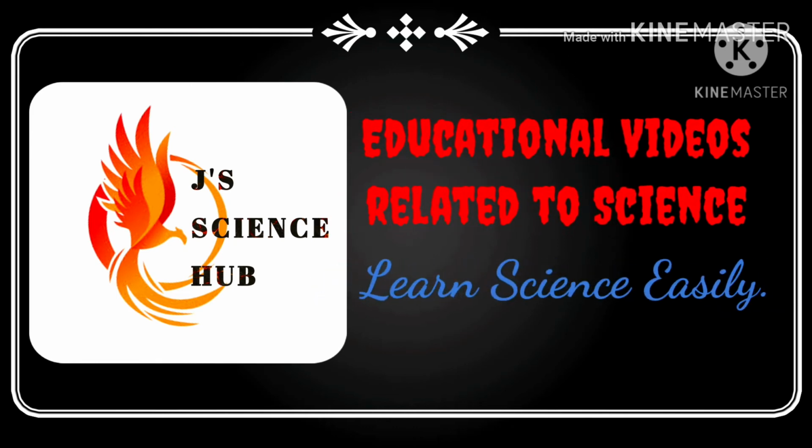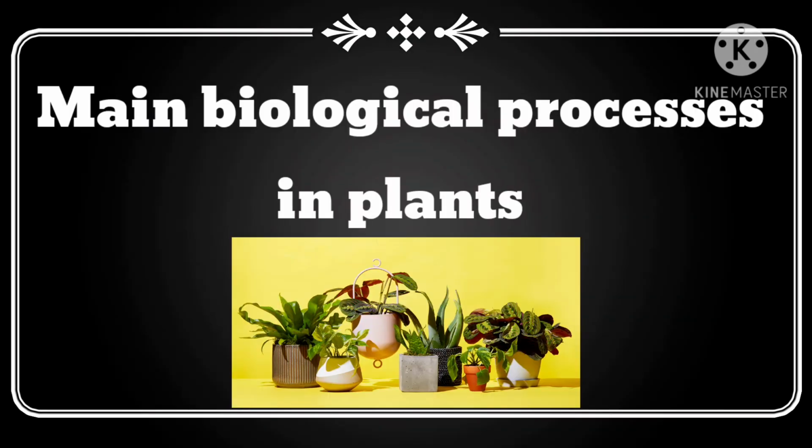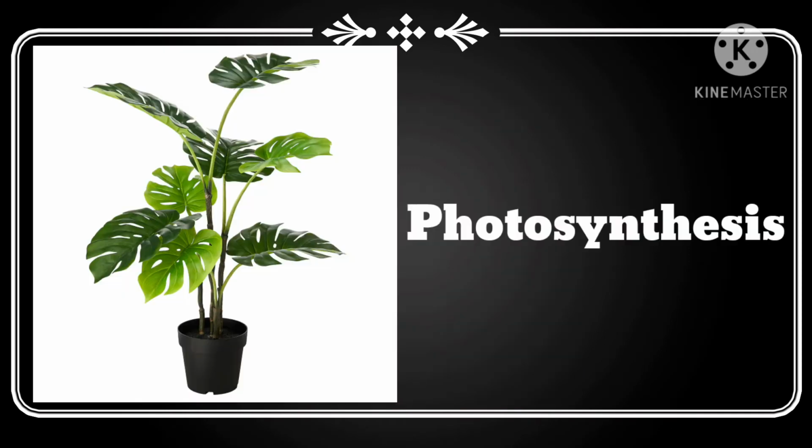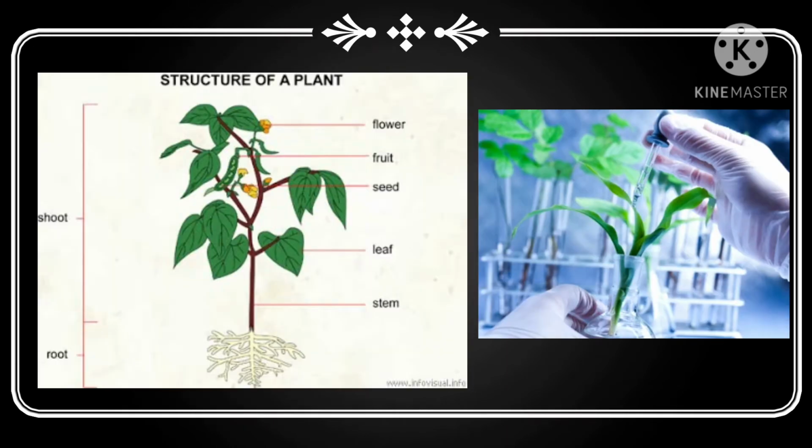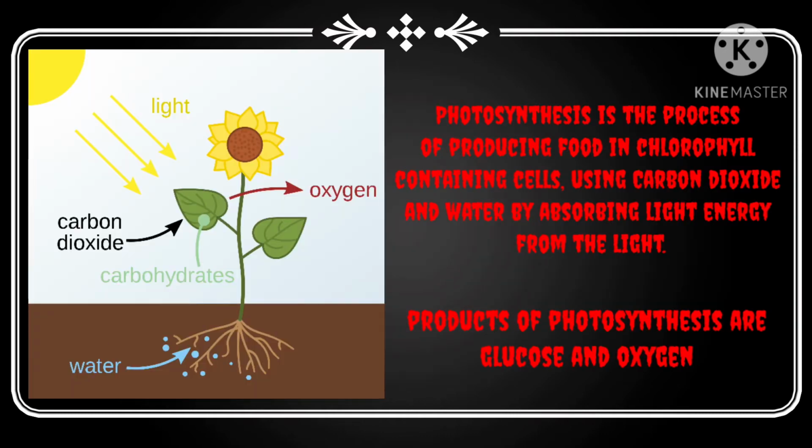Today we are going to study the main biological processes in plants. Plants carry out a number of biological processes for their existence. First of all, we are going to study photosynthesis. So, you may have a question: what is photosynthesis? Photosynthesis is the process of producing food in chlorophyll containing cells using carbon dioxide and water by absorbing light energy.